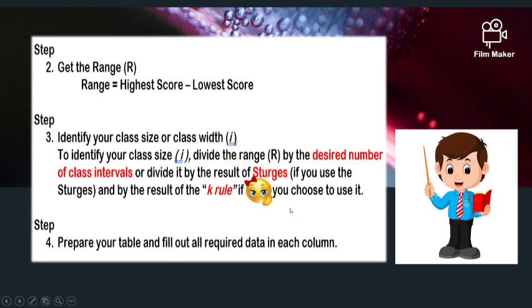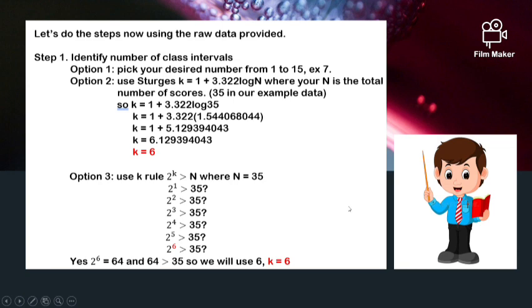So we have steps 1, 2, 3, and 4. Now, what are we going to do? We will try to do the steps using the raw data provided above. Let's take it one by one. Step 1, identify the number of class intervals. Option 1 is we just pick our desired number from 1 to 15. For example, I'll pick 7, or you may pick yours, like 6 or 8. That's your desired number of classes or class intervals.